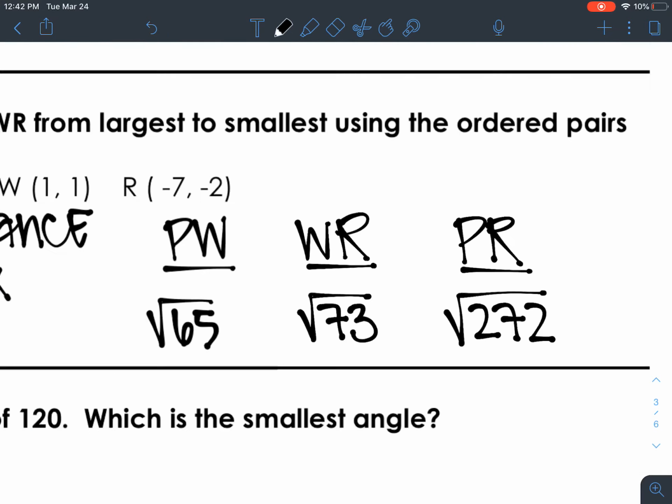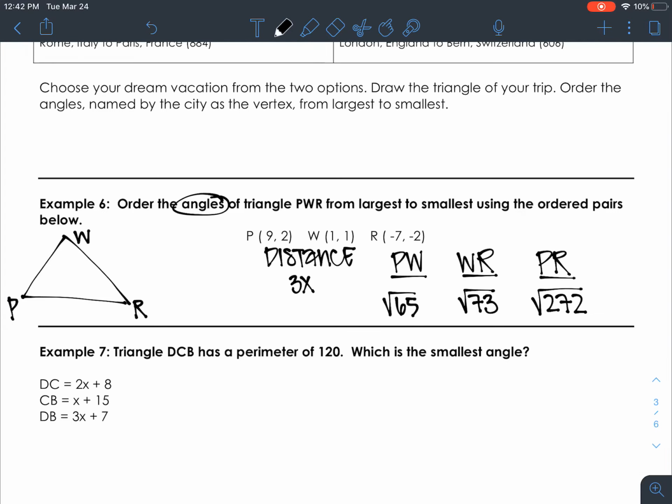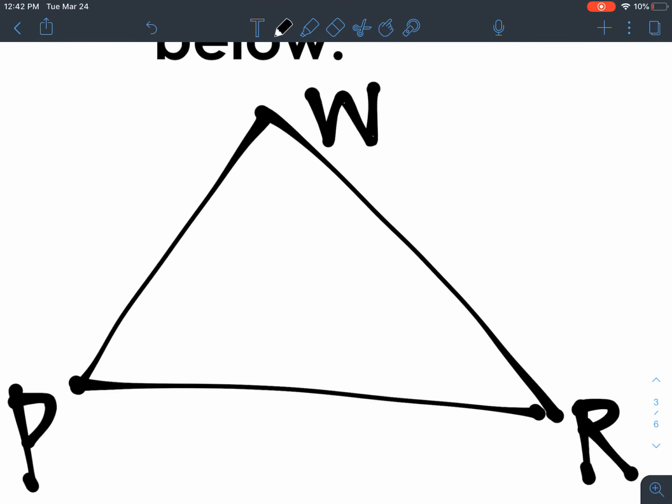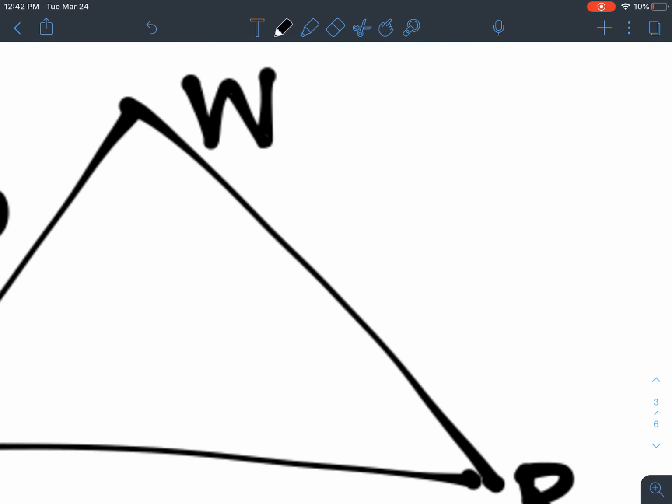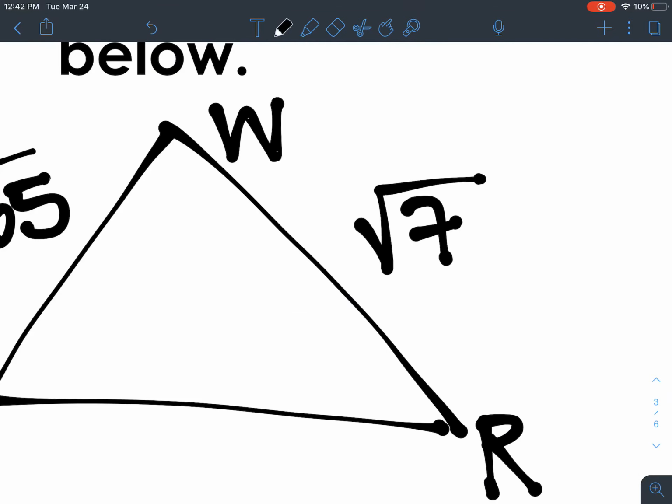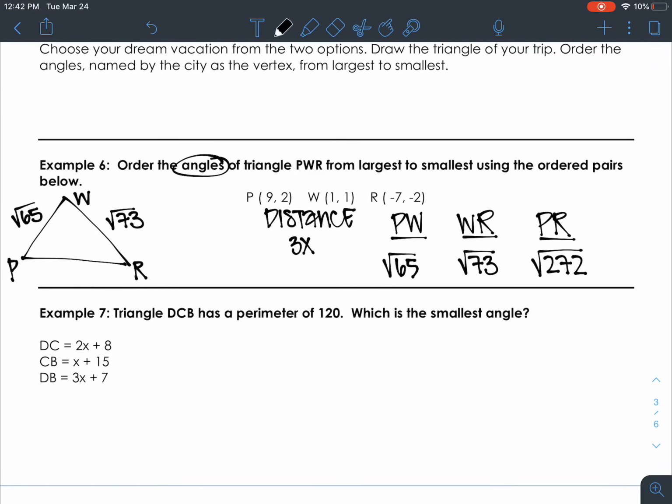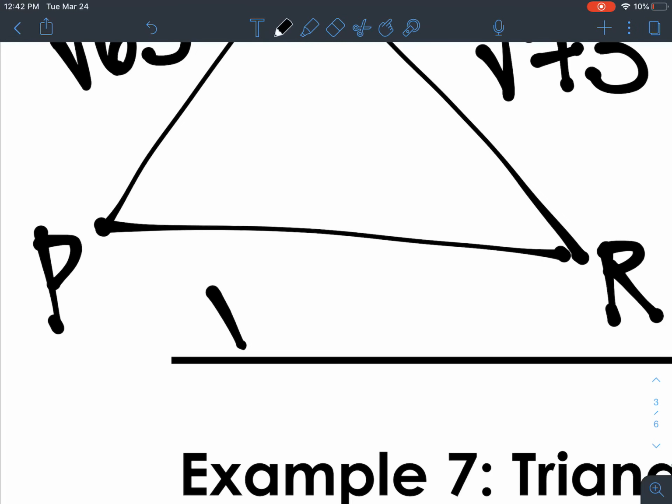Okay. Now, once I have all 3 distances out, I'm actually going to come back to my picture and label it. So I have the square root of 65. WR is the square root of 73. And then PR is the square root of 272.